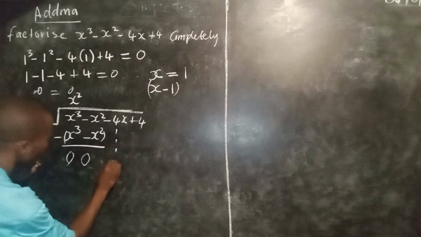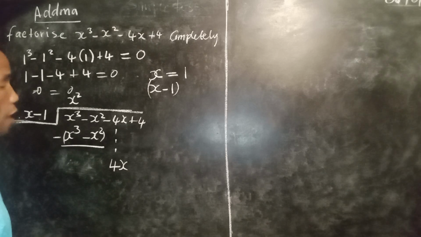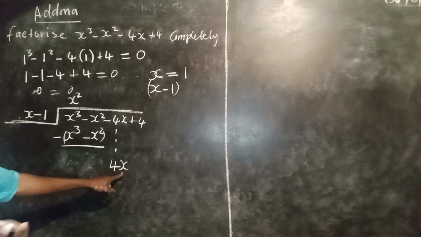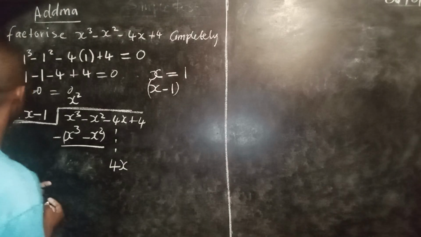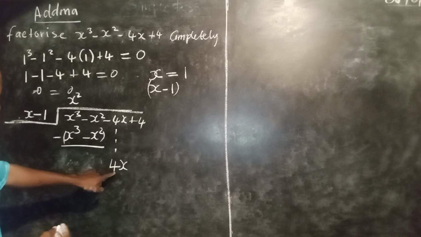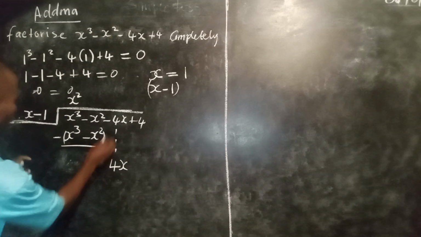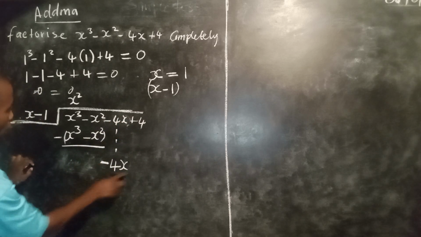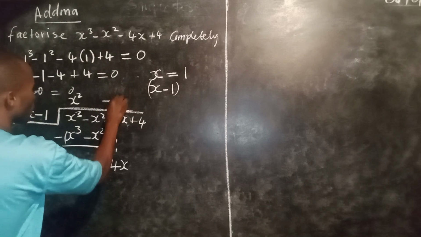So we are going to drop this negative 4x here. Then from there we have dropped this. So x into 4x, what is the answer? We dropped negative 4x, not positive 4x. So negative 4x is the one that you have dropped. So x into negative 4x, the answer is going to be negative 4.